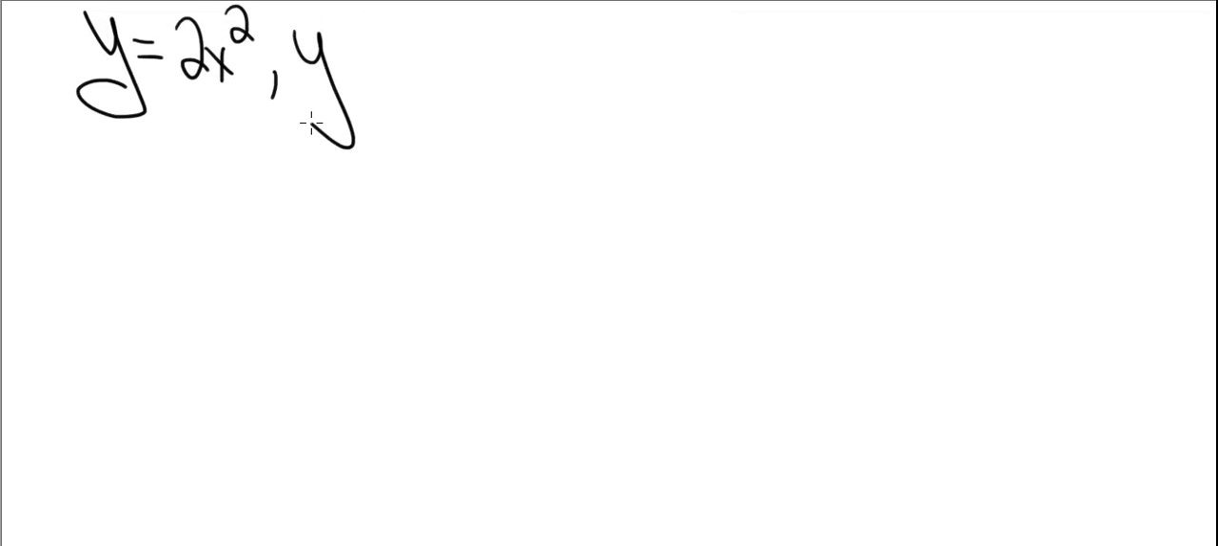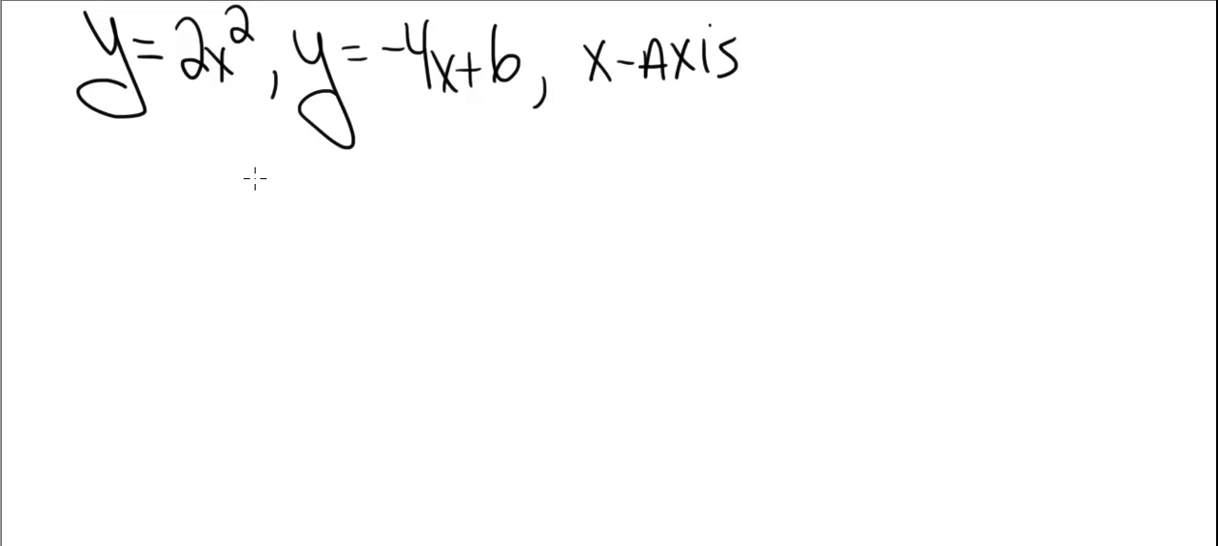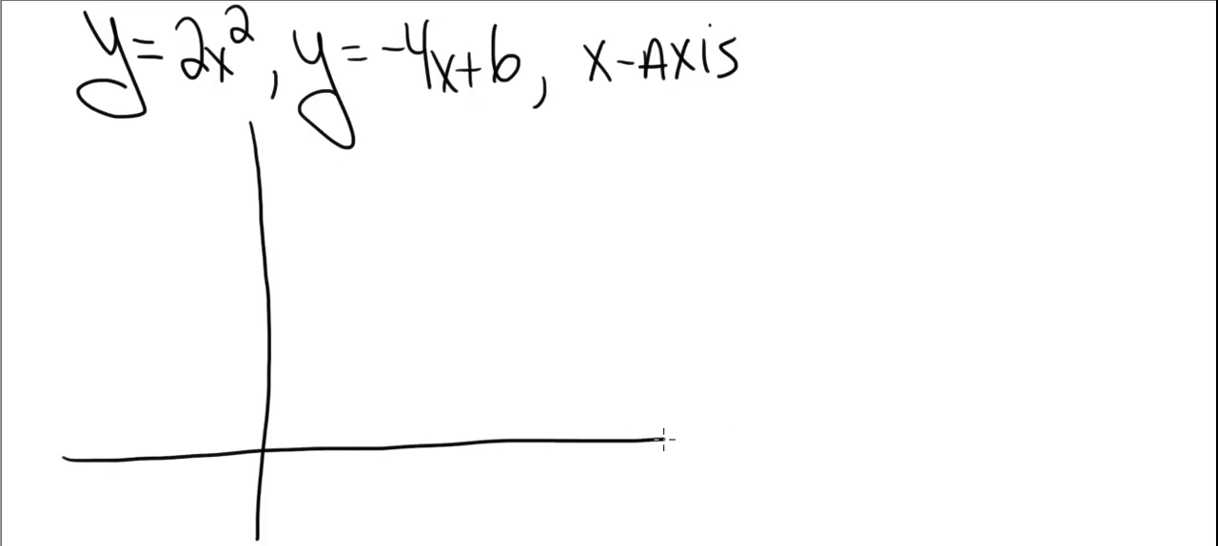In this video, we're going to find the area of the region bounded by the graphs of the parabola y equals 2x squared, the line y equals minus 4x plus 6, and the x-axis. So first, we're going to have to draw a rough sketch of this region. That will greatly help us in finding the area.